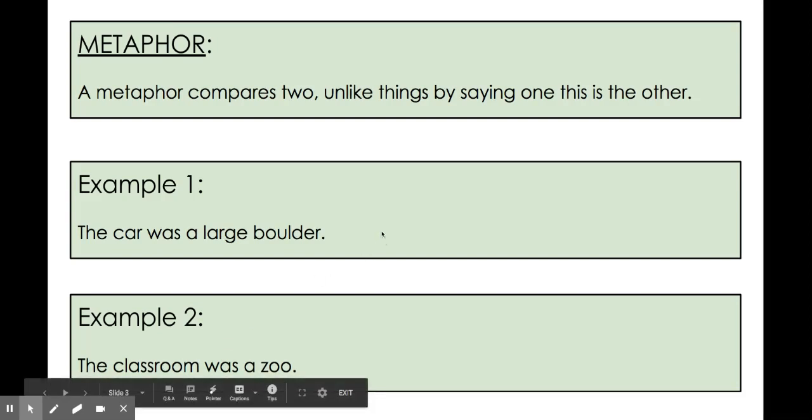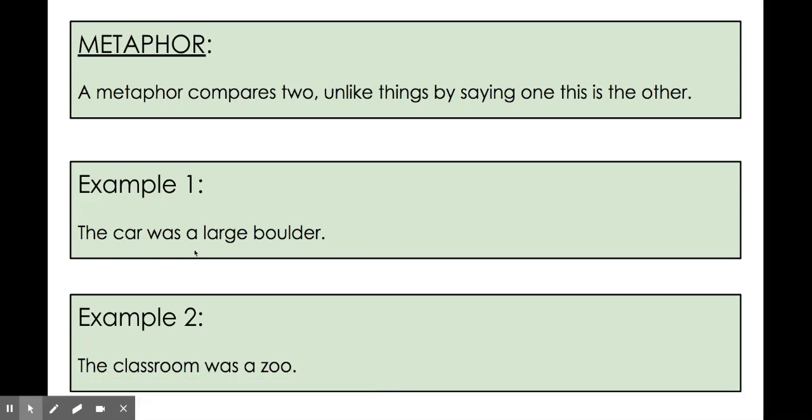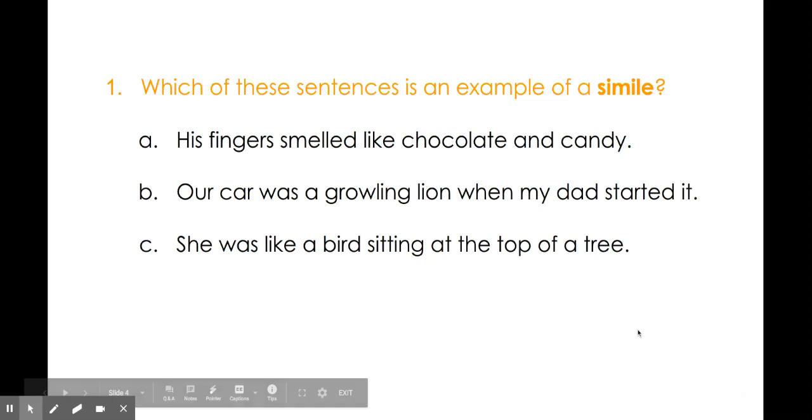Notice in these two examples, we do not see the word like or as. We are saying that one thing is the other thing to compare them and show how they are alike. Okay, let's do some examples together. Which of these sentences is an example of a simile? Remember, a simile uses like or as.